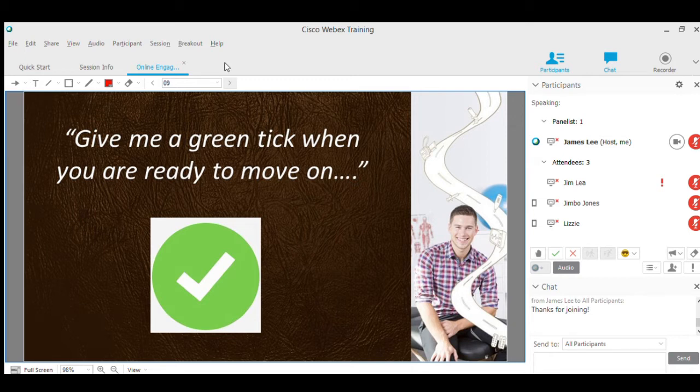At this point, I'd like to ask the learners logged into this session to raise their hand if they are happy for me to carry on. Great, it looks like I've got raised hands from most of the class. However, one of our learners hasn't done so. Jimbo, can you hear me? If so, can you give me a raised hand?